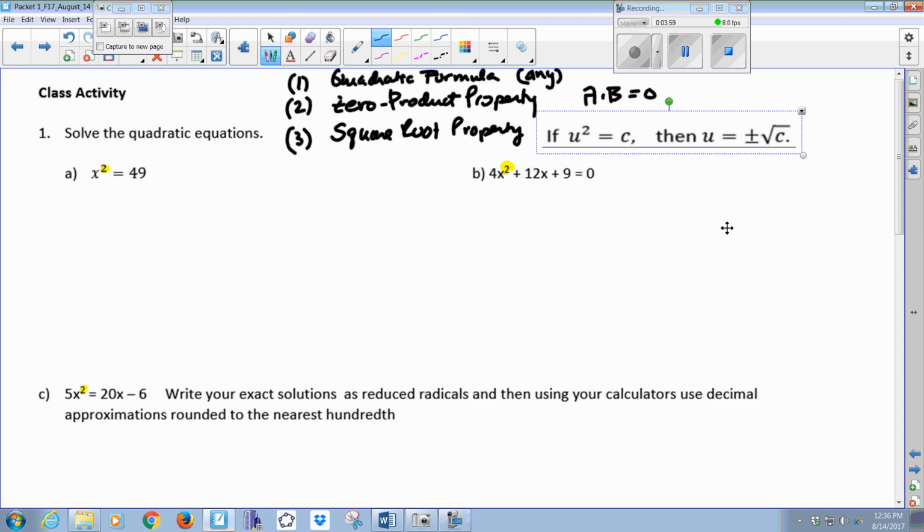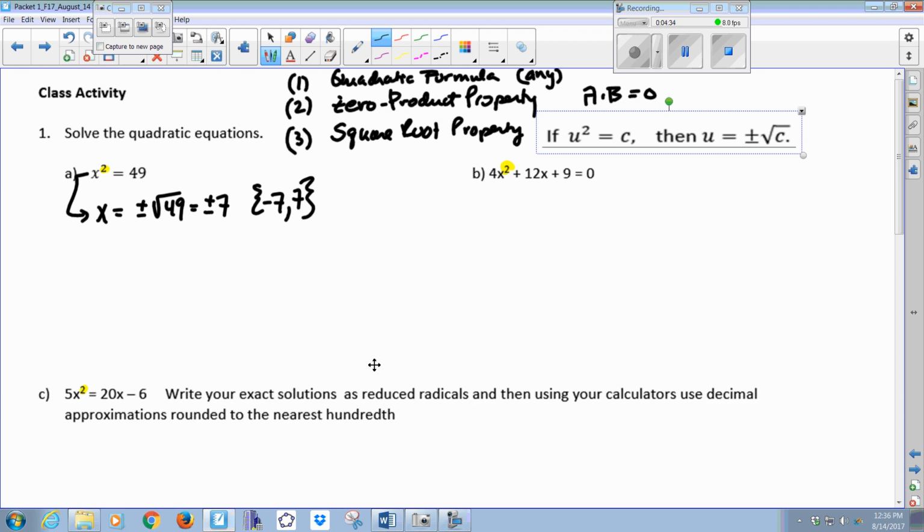So let's take a look at this first equation. When I look at A, I think of this property right away because I see I have a constant on the left side, a constant on the right side, and I have something squared, a perfect square on the left side. So I can go immediately from my original equation to x equals plus or minus the square root of 49, which is plus or minus 7. So my solution set is negative 7, 7.